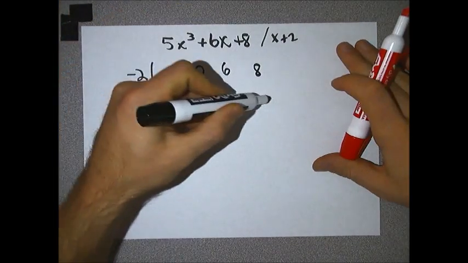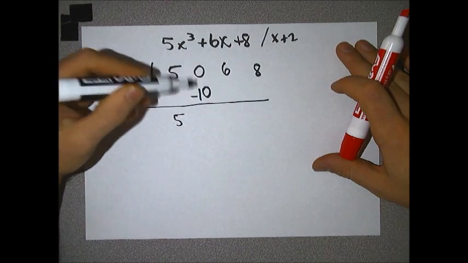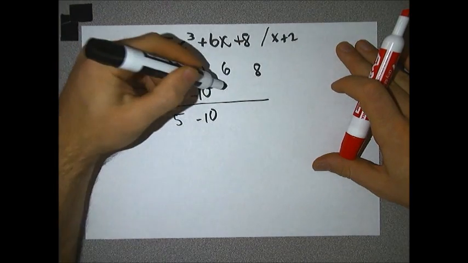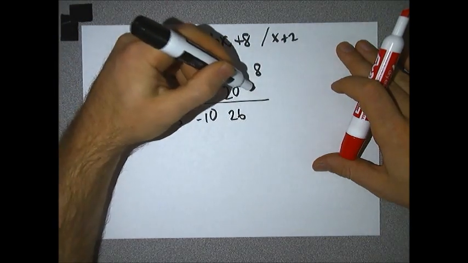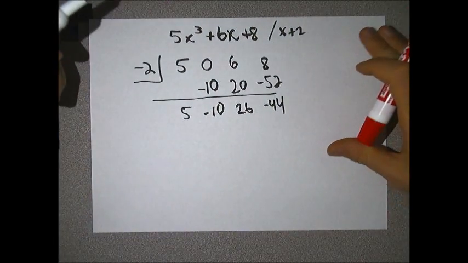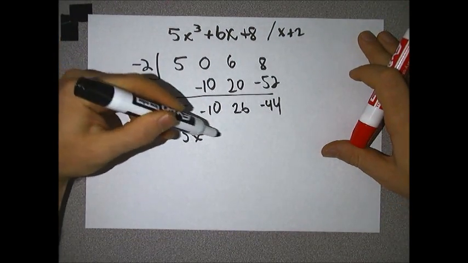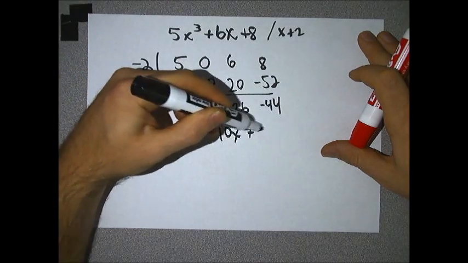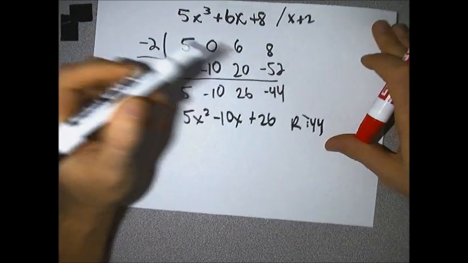6, 8, bring down the 5, multiply, add, multiply, add, multiply, add, drop the degree by 1, so what do we end up with? 5x squared minus 10x plus 26, remainder negative 44.